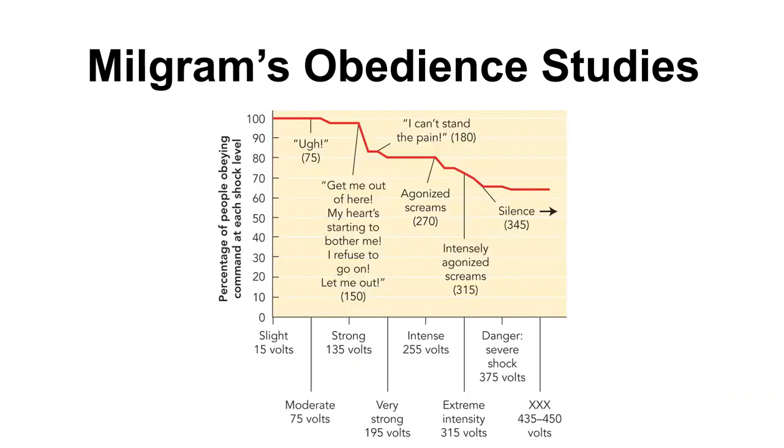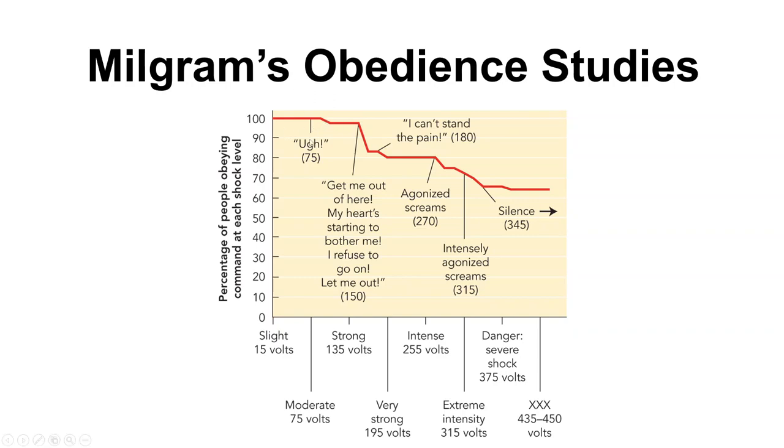So, what does it actually end up looking like? As always, I love borrowing slides or figures from other classes, but this one does a great job showing what those shocks were labeled as, basically showing you how extreme it would get. And then we have the percentage of people who obeyed the command at each of these shock levels. So as this line drops, we're seeing that people are dropping off. They start refusing to obey.